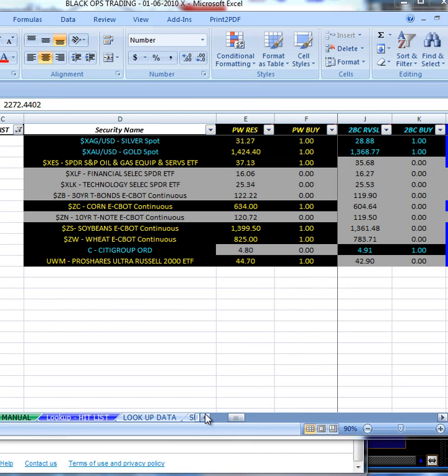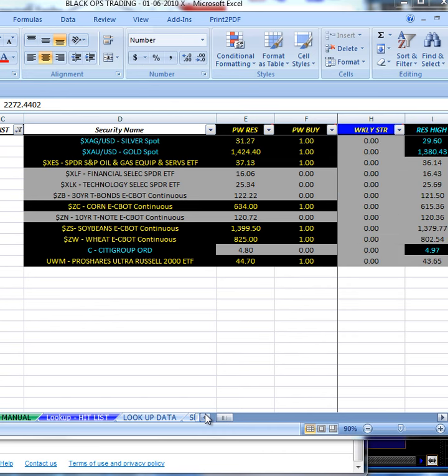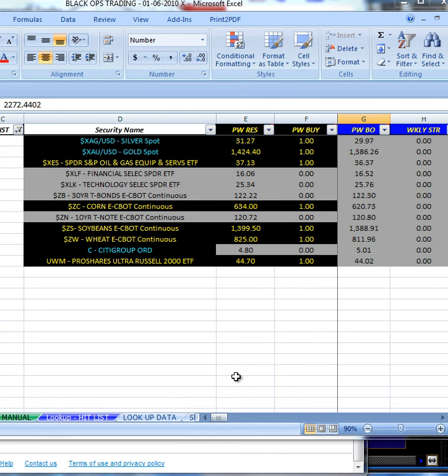So that's good news as far as sticking to the sheet and following the sheet. Okay. So if you're going to buy silver, you don't have a choice. You've got to wait to 29.60 to get in there on the silver futures or the silver spot.